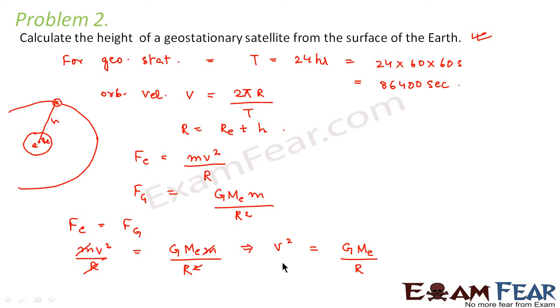Now, what will be v? V will be nothing but, from this equation we can say that v is nothing but 2 pi r by t. So, we can write this is 4 pi square r square divided by t square is equal to G Me divided by r. Now we can write r cube is equal to G into M t square divided by 4 pi square.